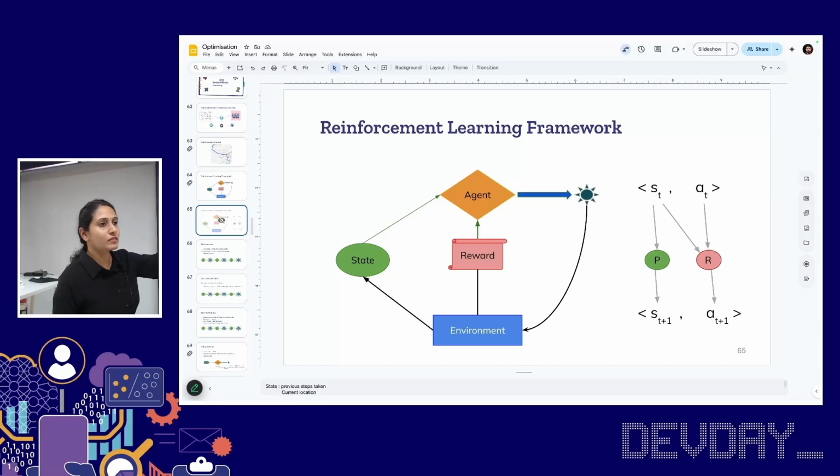Same goes for your state transition probability matrix. When you take that action, you reach ST plus 1, right? What's the probability of reaching ST plus 1 from ST? That's the transition probability matrix. So P and R, you know ahead of time because you have done the problem formulation with respect to the Markovian decision process.